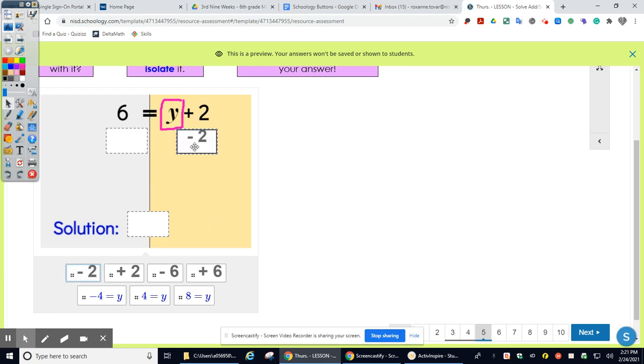So if I add a negative 2 to this side, that means I have to do the exact same thing to the other side and add a negative 2, okay? Remember, the letter wants to be all by itself. It does not matter which side the letter is on. So positive 2 got lost. If it switches over to the other side, so now we have 6 minus 2, which is 4. So the value of y is 4. So we have 4 equals y is our answer here.